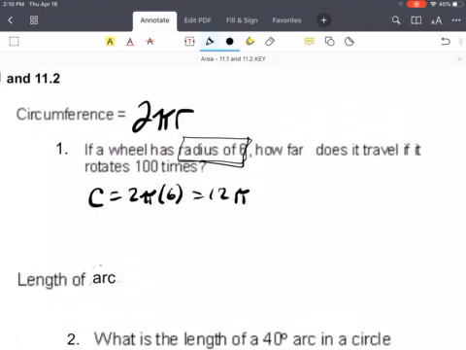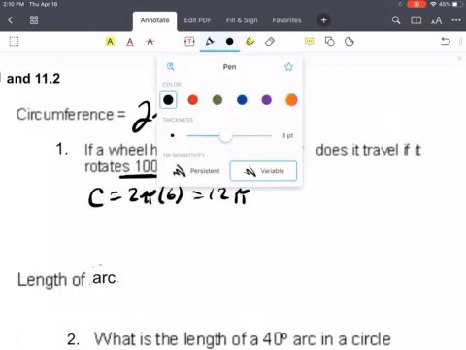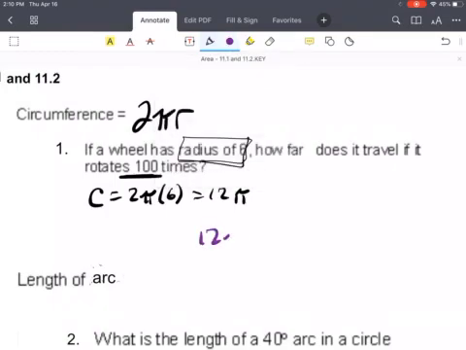It wants to know how far the wheel will travel if it rotates 100 times. So that wheel is going to go around in a circle 100 times. So I need to take my circumference, which is 12 pi, and multiply that by 100. And that distance would be 1200 pi.